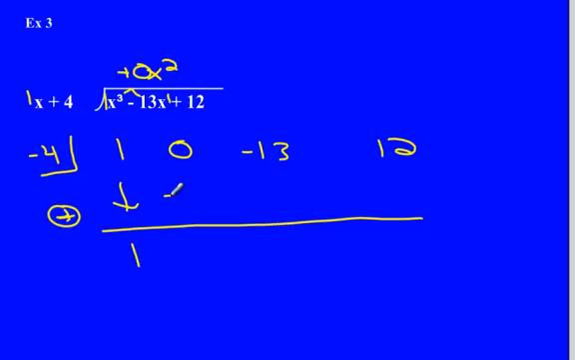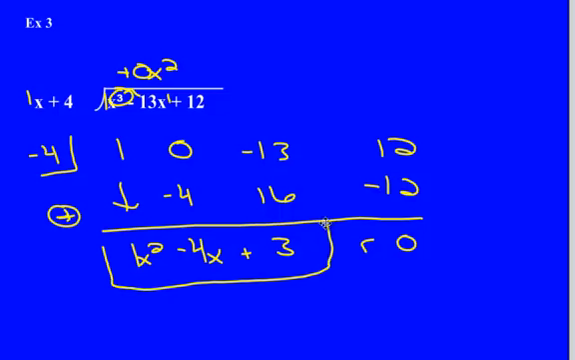Negative 4 times 1 is negative 4. 0 plus negative 4 is negative 4. Negative 4 times negative 4 is 16. Negative 13 plus 16 is 3. Negative 4 times 3 is negative 12, and we get a solution of 0 on the end. I started with the third power, so I'm going to start with one less. X squared minus 4x to the first plus 3, remainder of 0, which means I don't need that at all. Final answer.